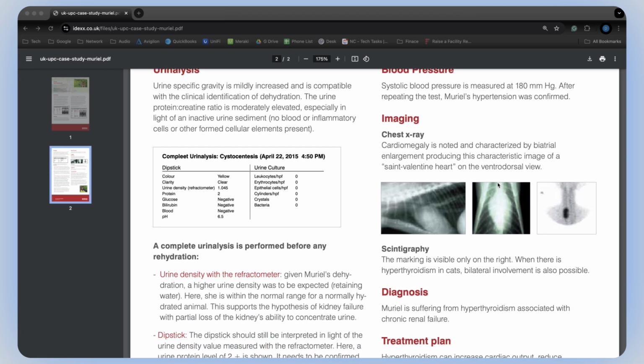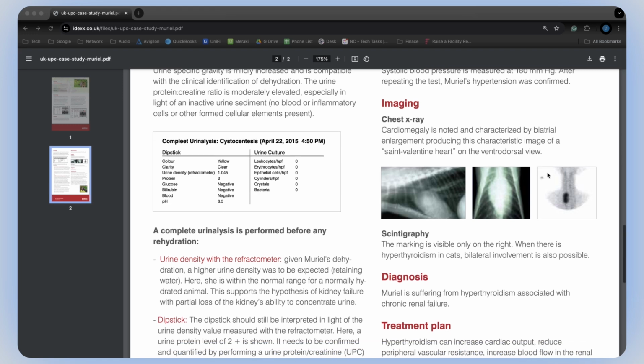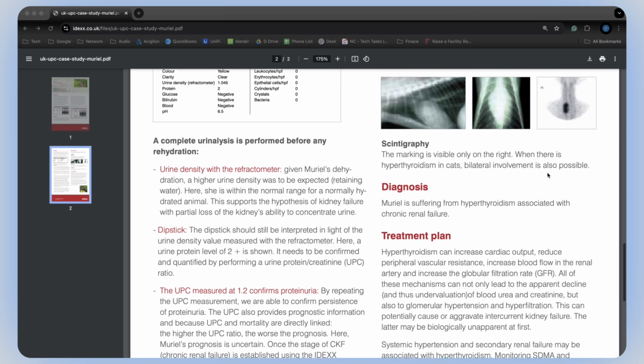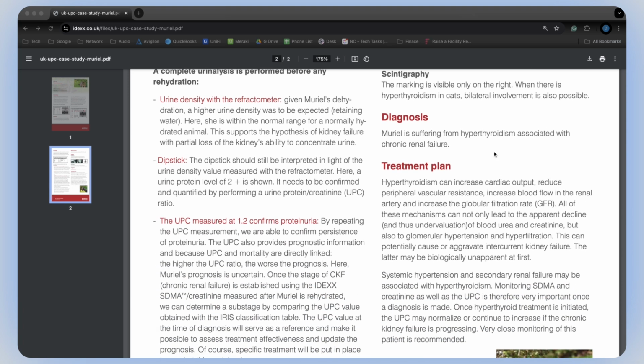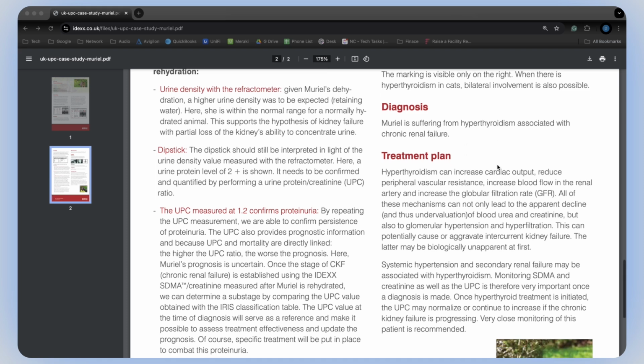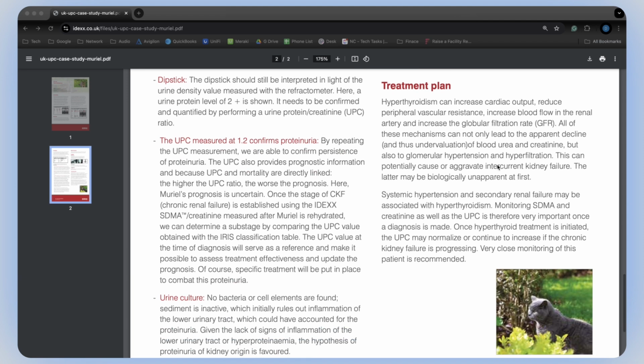So we took some x-rays. We're doing the full workup here. Cardiomegaly is noted and characterized by bilateral enlargement, producing the characteristic St. Valentine heart image. Okay, whatever. And yeah, so overall, we're diagnosing Muriel with hyperthyroidism associated with chronic renal failure. Okay, so what do we do for Muriel?